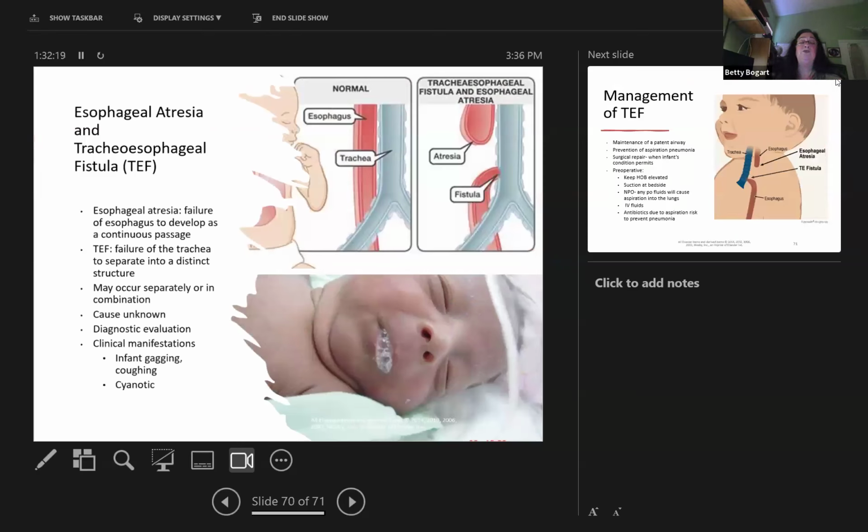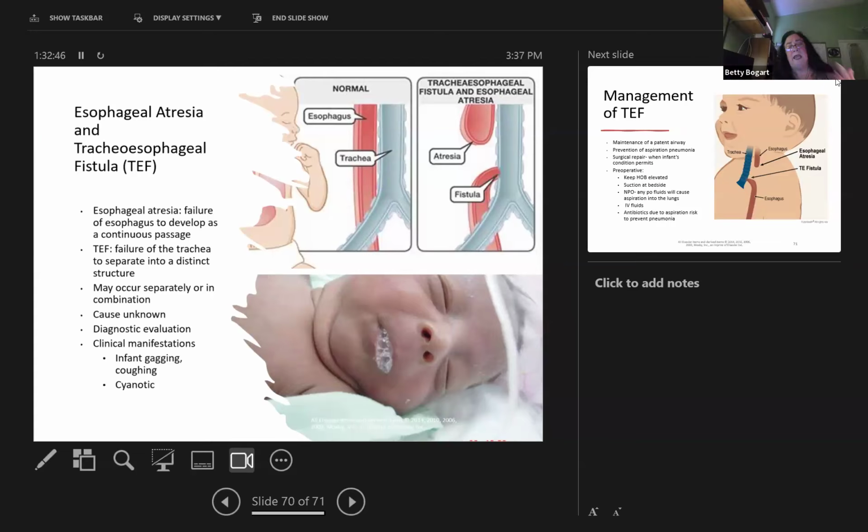So, esophageal atresia and tracheoesophageal fistula. This is something I mentioned where you're going to need a pacifier. Esophageal atresia. Remember atresia, A means without. That means the esophagus does not attach to the stomach. So it just sits there. So if you eat, it's going to come back up. So you do not want to feed that child.